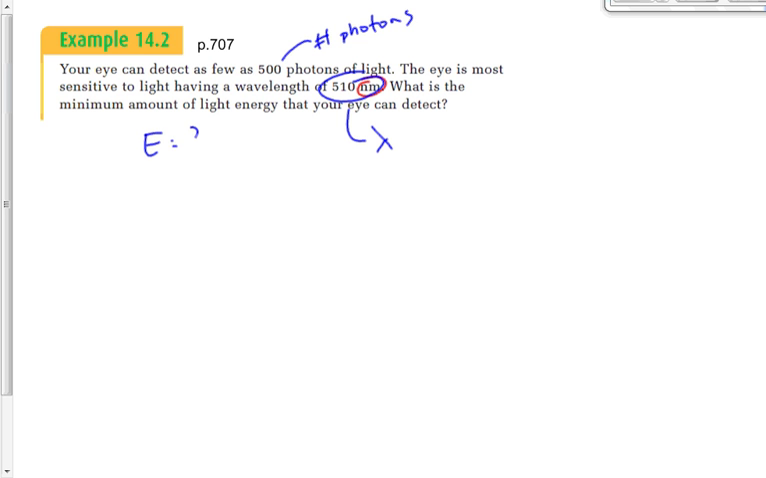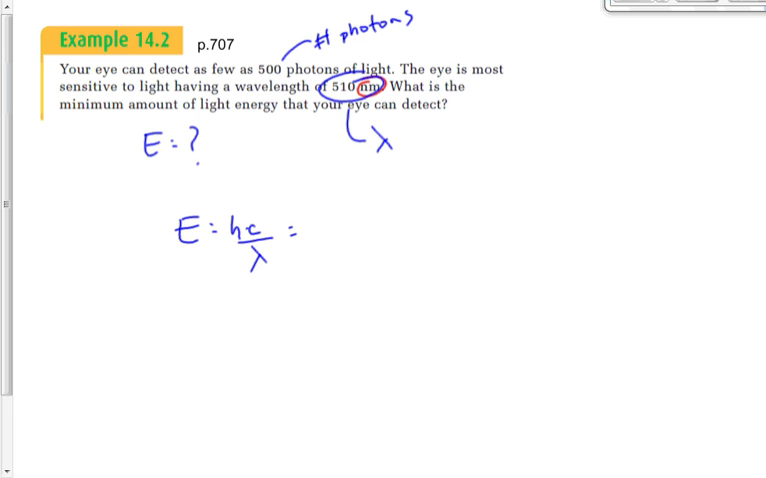But we don't want to find the energy of a photon because you can't detect one photon. We want to find the energy that our eyes can detect. So what do we got to do? We're going to find the energy of 500 photons. Now, the easiest way to do that is to say, here's the energy for one photon, hf or hc over lambda, and then let's multiply it by 500.